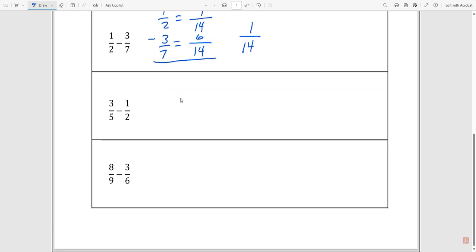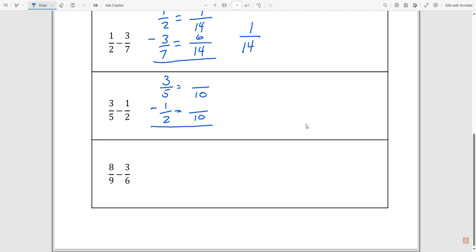All right, let's move down. And now we have 3/5 minus 1/2. Our least common denominator is 10, right? Because we have 5 here. 2 doesn't divide into 5. The next multiple of 5 is 10. Both of those numbers divide into 10 evenly. And so 10 is the least common denominator.